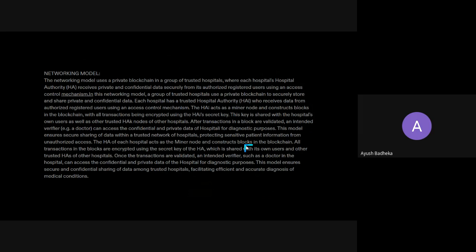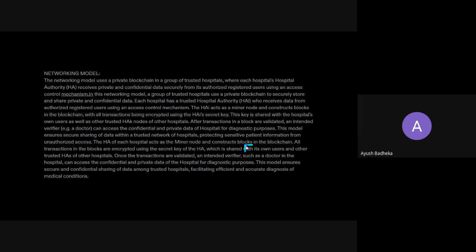After transactions on a block are validated, intended verifiers can access the confidential and private data of the hospital for diagnostic purposes. Yes, the doctors are allowed to monitor the data of the patient once they are verified within that particular entity and the system. This model ensures secure sharing of data with a trusted network of hospitals, protecting sensitive patient information from unauthorized access.